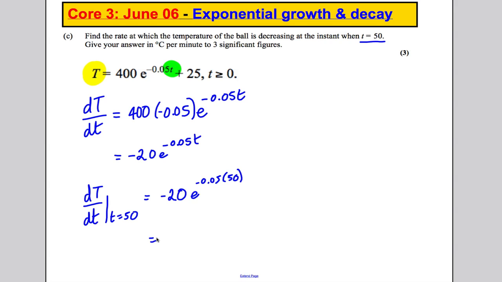Tap that in your calculator and you will have the answer. So just tapping that in your calculator, you should get negative 1.64 degrees Celsius per minute to 3 SF. And you're done.